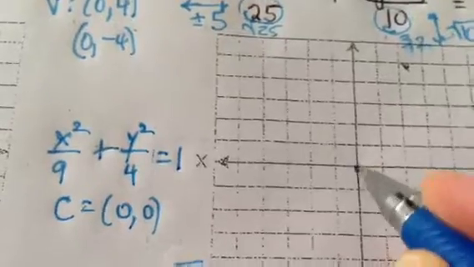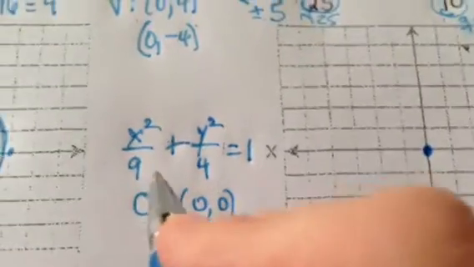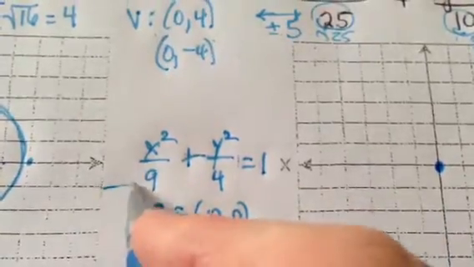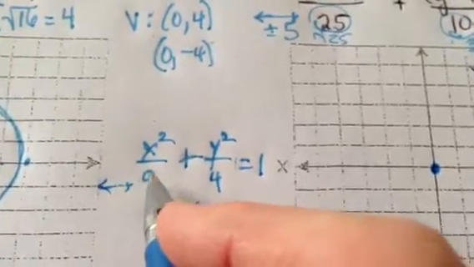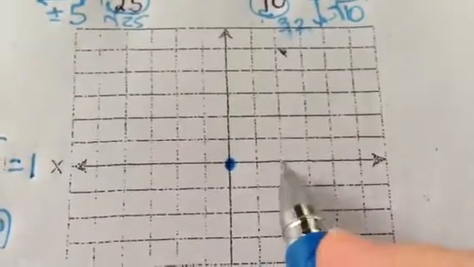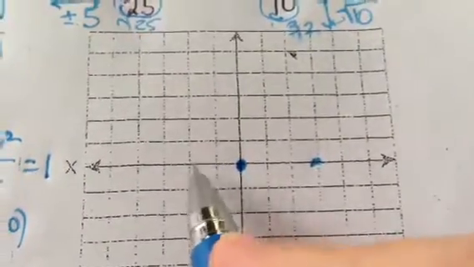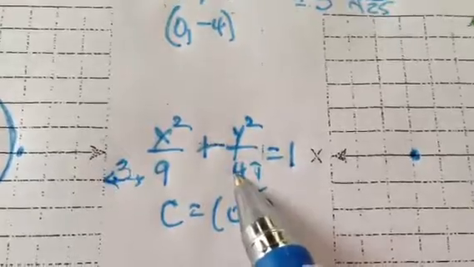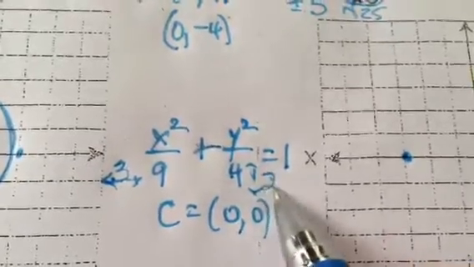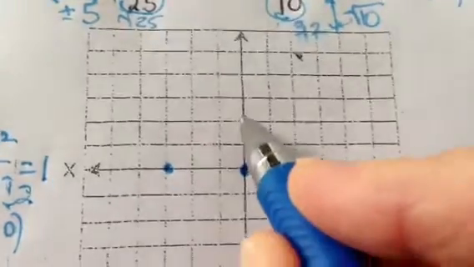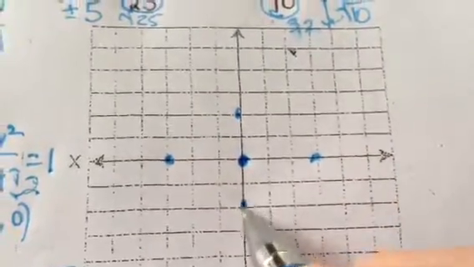So I'm going to go over here, plot my center. Under the x is a 9. Love that. Because it's the x value, it tells me how far to go this way. What is the square root of 9? Oh, 3. So from the center, I'm going to go back and forth 3. 1, 2, 3, 1, 2, 3. Under the y always runs up and down. Under the y is a 4. Well, the square root of 4 is 2. So I'm going to go up or down 2. So go to the center, go up 2, go down 2, and there's your points.